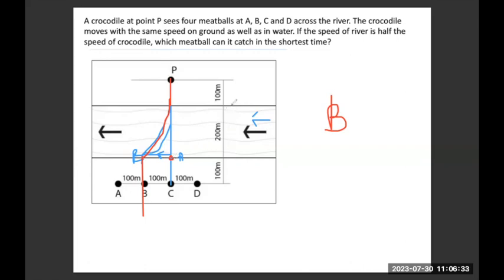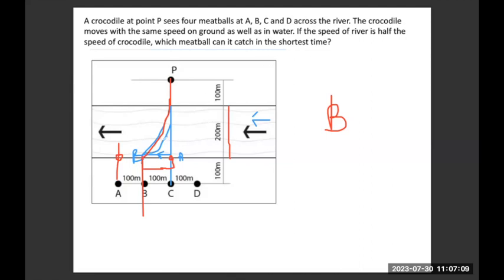So if the speed of the river and the crocodile were the same, then in the 1 minute the crocodile covers these 200 meters, this object from A would have moved to this point, this juncture of 200 meters distance. Now, if the speed is half, which means the crocodile is traveling 200 meters in 1 minute, in the same minute, this object will cover half that distance till here, which is 100 meters till point B.